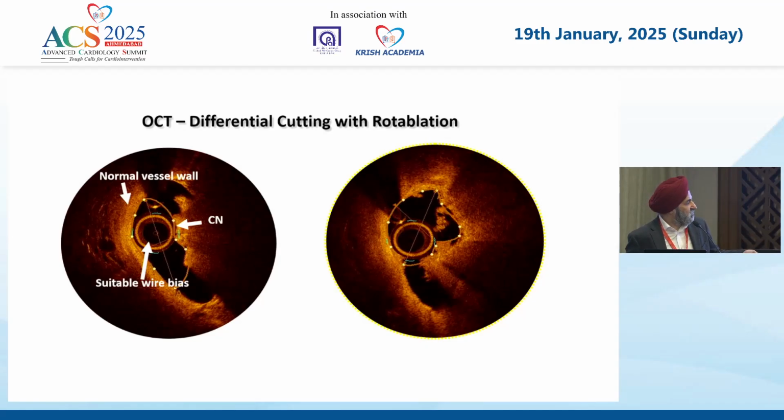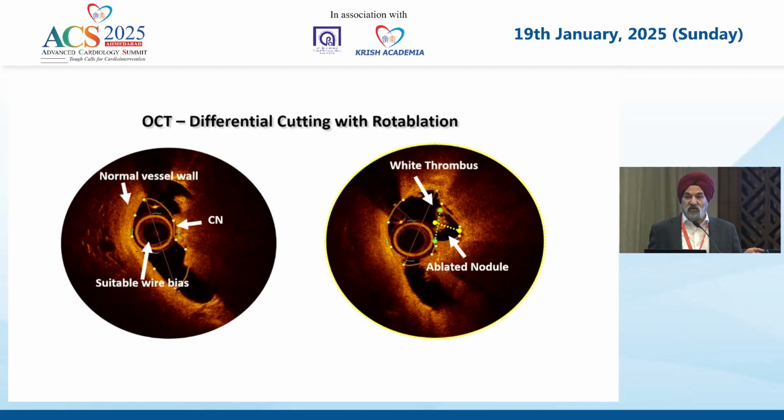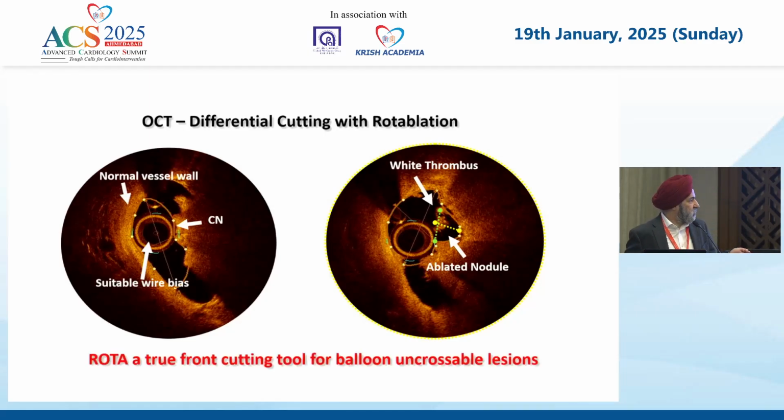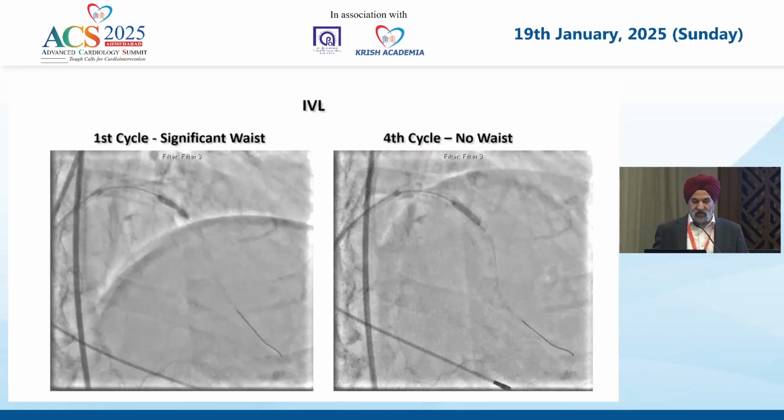The normal vessel wall remains intact, and what rota does is a very small modification here. So rota, it depends on the size of the burr. So this is the kind of modification that you get, which is not sufficient for you to reduce the nodule. So this is probably a downside of the rota, but this is how it works. So it's a true front cutting tool for uncrossable lesions.